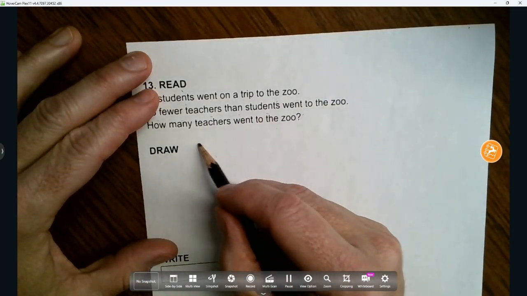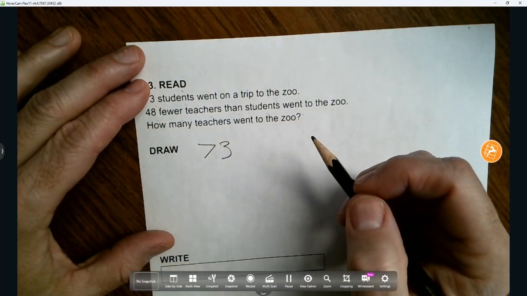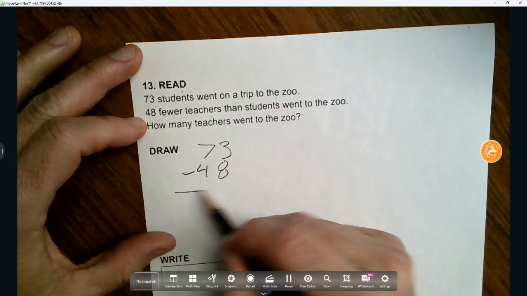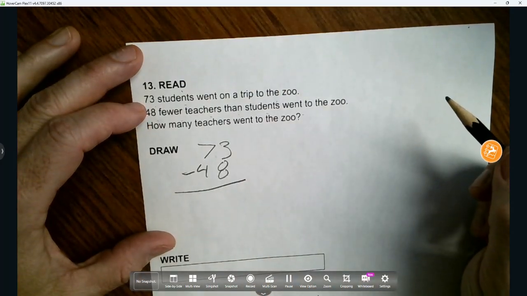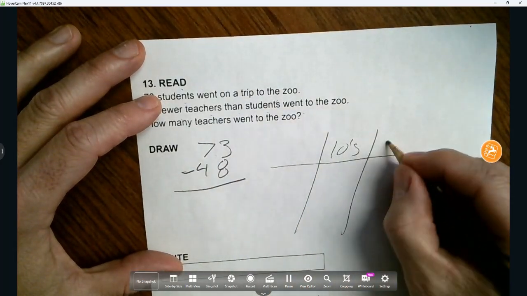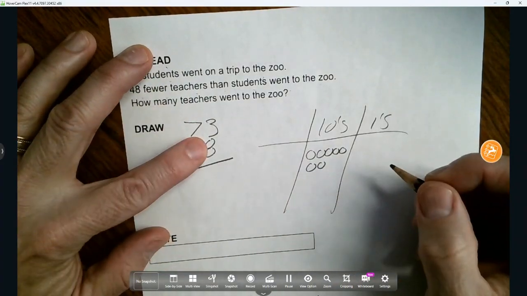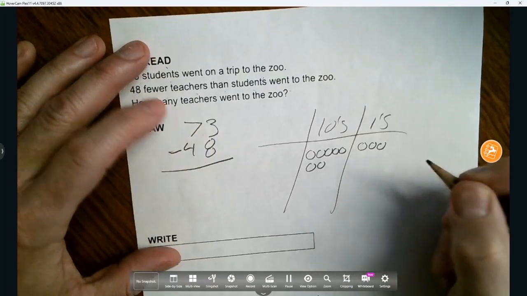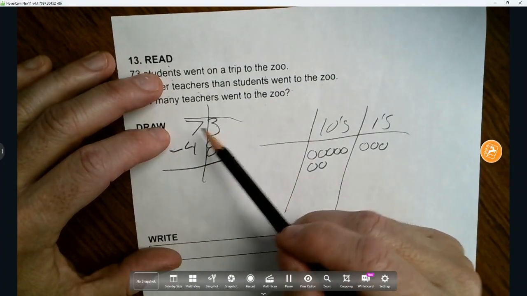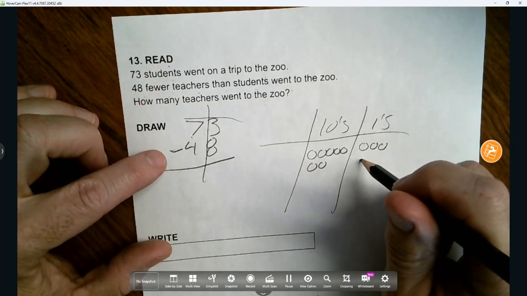Well, we had 73 students. We had 48 fewer. That means our number is smaller. So we need to make this number smaller. So now we have 73 minus 48. That looks like a lot of stuff. So we're going to do this. Tens, ones. So we need 7 tens. 1, 2, 3, 4, 5, 6, 7. And then 3 more students over here. 1, 2, 3. Now we use those. Remember, this is our breakup, right? So we used our 7 and our 3 already for a big number for how many students. Now we need to figure out how many teachers, because there's 48 fewer teachers. Now we got to take away 48.